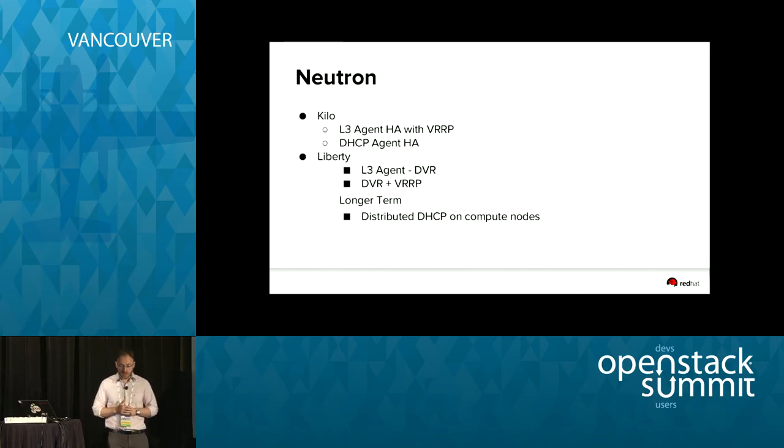As I mentioned, a few changes happened in the Kilo cycle, basically enabling HA with VRRP for the layer 3 agent, which was one of the major failure points for Neutron. It also enabled HA for the DHCP agents. There are some plans for Liberty as well to enable DVR, which allows us to create distributed virtual routers on each of the compute nodes. What this would mean is that we would have the routers distributed across all the nodes, so we wouldn't have to rely on the single Neutron controller nodes.